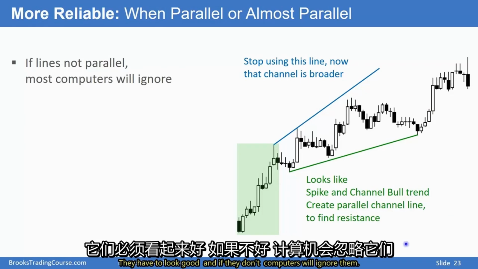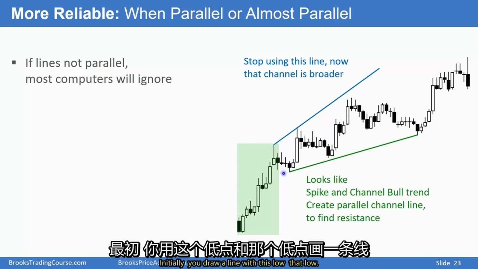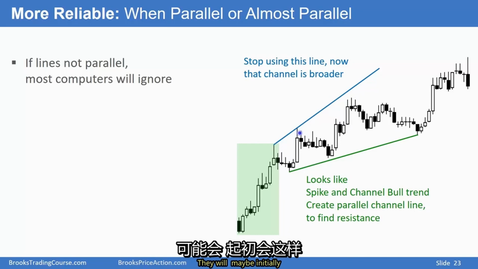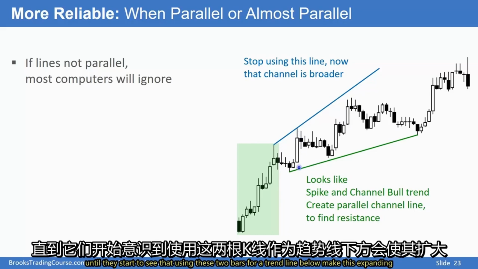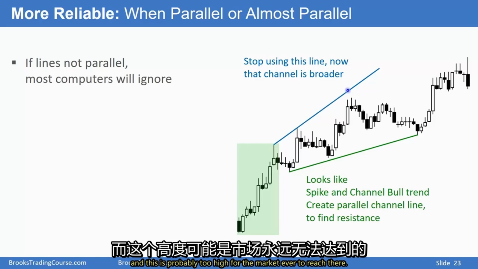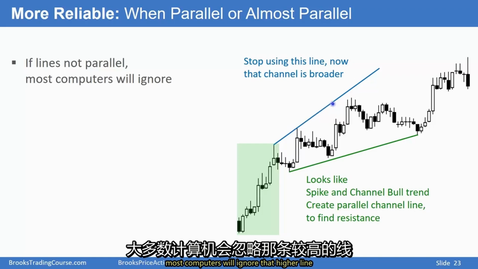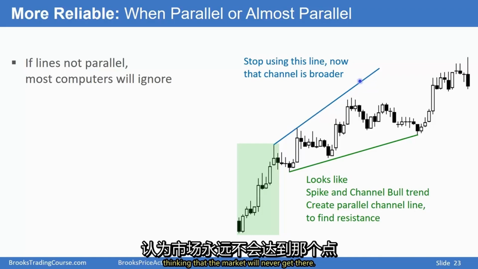Lines have to make sense. They have to look good. And if they don't, computers will ignore them. Initially, you draw a line with this low, that low. Once the market goes below the line and starts to reverse up, you use this low and that low. Will computers be using this high and that high? They will, maybe initially, until they start to see that using these 2 bars for a trend line below makes this expanding, and this is probably too high for the market ever to reach there. If the lines are too divergent, most computers will ignore that higher line, thinking that the market will never get there.